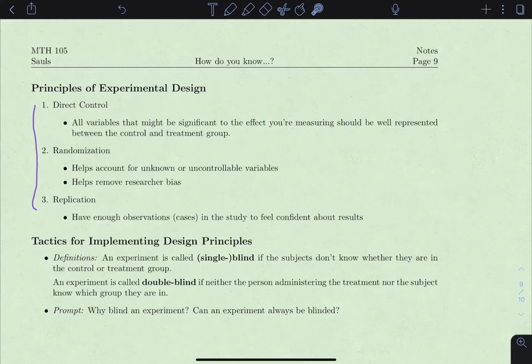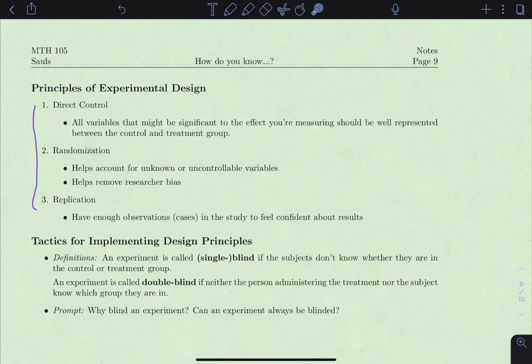And lastly, we have this principle of replication, which means just having enough observations in the study. So you can't just run an experiment with two individuals where one gets the control and one gets the treatment group. That's really not enough to then generalize to the population at large.